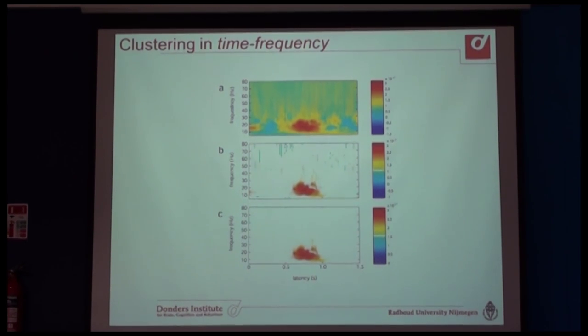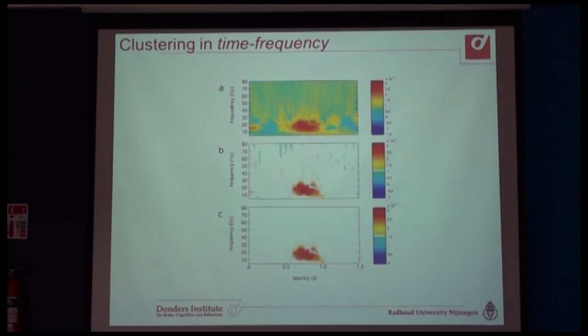For each randomization, we compute the t-statistic at each channel time frequency point. That t-statistic is thresholded, and then, given the thresholded data, we identify the clusters, and then for each cluster, we compute the weight in that cluster. It will become clear in a few slides from now.